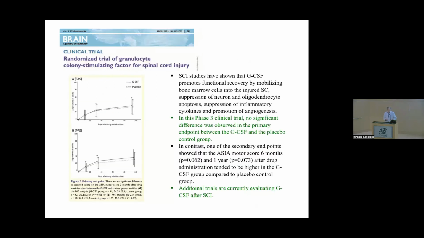Granulocyte colony stimulating factor for spinal cord injury has been around for a long time. There are a lot of preclinical studies showing efficacy. This is a phase 3 study showing no significant difference in the primary endpoint between G-CSF and placebo, but I read that there are additional studies going on in the world to actually evaluate this particular therapy.